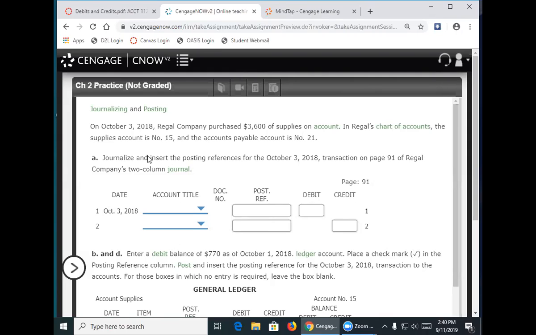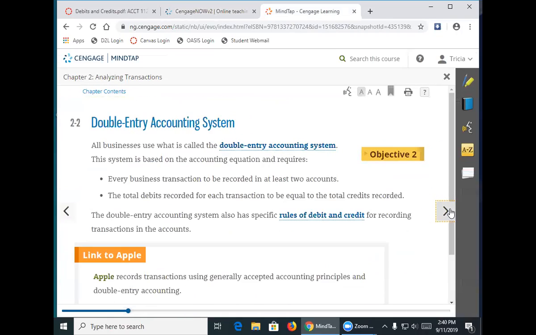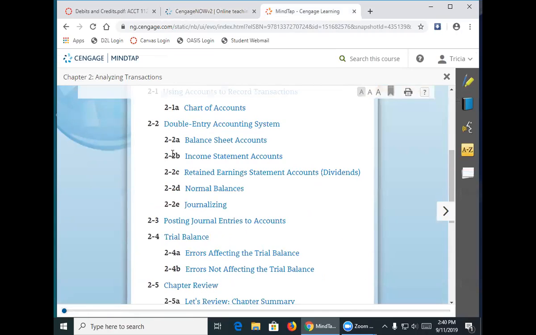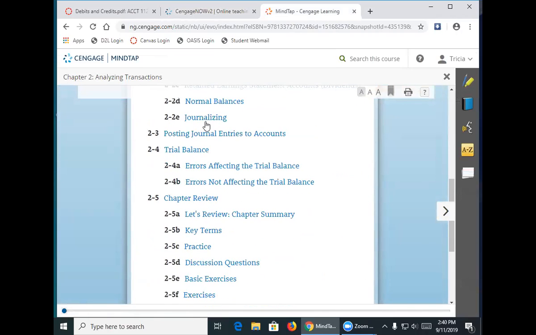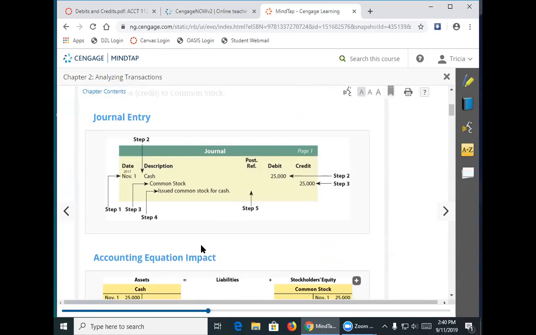So we're going to work on this one. We're going to work on not only journalizing it, but then taking it and posting it to the ledger. Okay. So before we do that, this is showing you the layout of a journal entry.